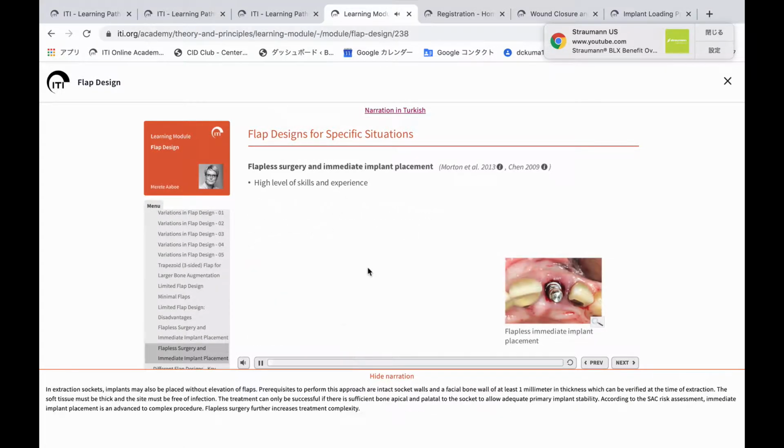In extraction sockets, implants may also be placed without elevation of flaps. Prerequisites to perform this approach are intact socket walls and a facial bone wall of at least 1 mm in thickness, which can be verified at the time of extraction. The soft tissue must be thick and the site must be free of infection. The treatment can only be successful if there is sufficient bone apical and palatal to the socket to allow adequate primary implant stability. According to the SAC risk assessment, immediate implant placement is an advanced to complex procedure. Flapless surgery further increases treatment complexity.